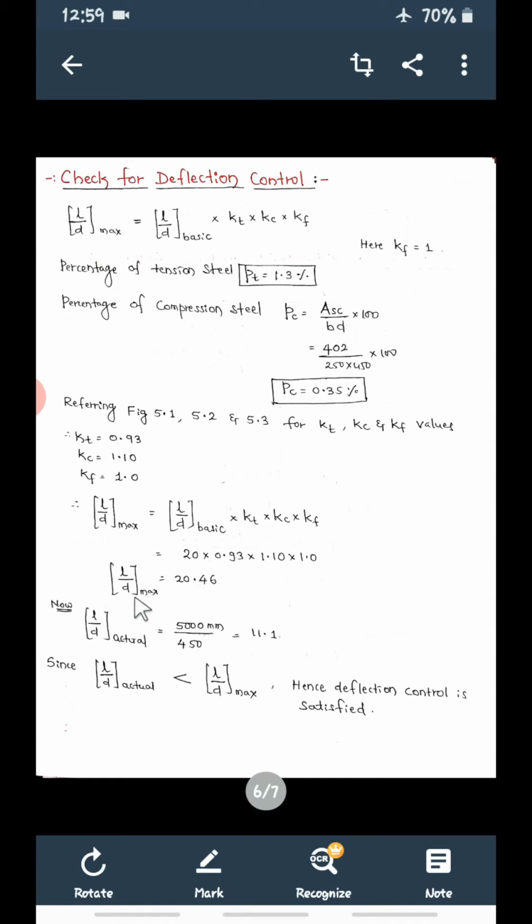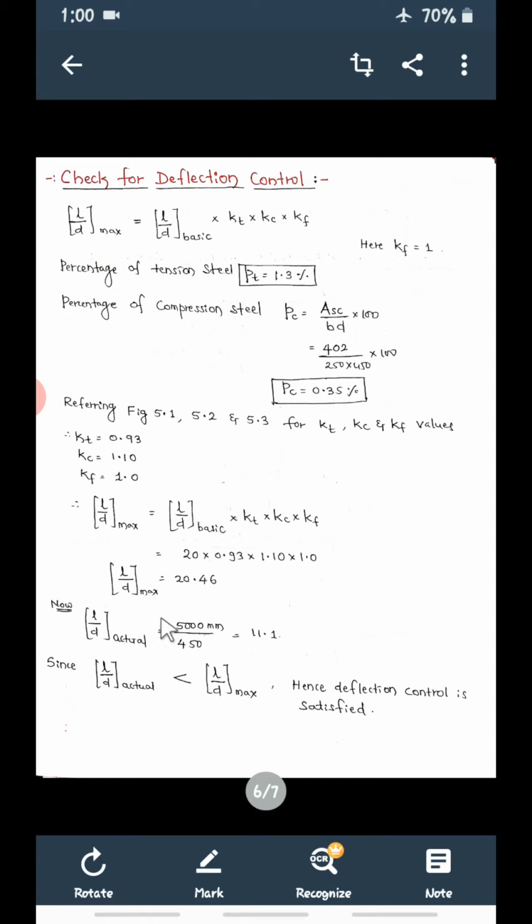Now see here, L by D actual is 11.1, but how much is it allowed? Up to 20.46. Anyhow, this is less than L by D maximum. L by D actual is less than L by D maximum. Hence the deflection control is satisfied. There is no necessity of revising.